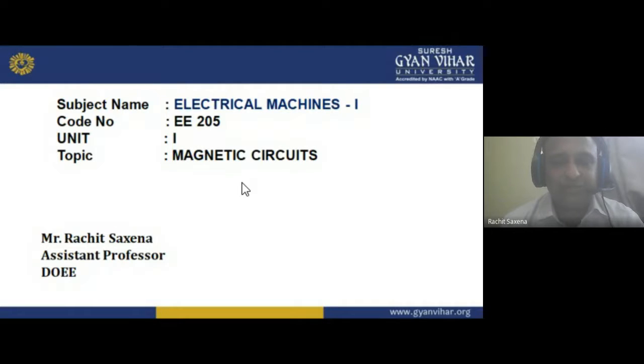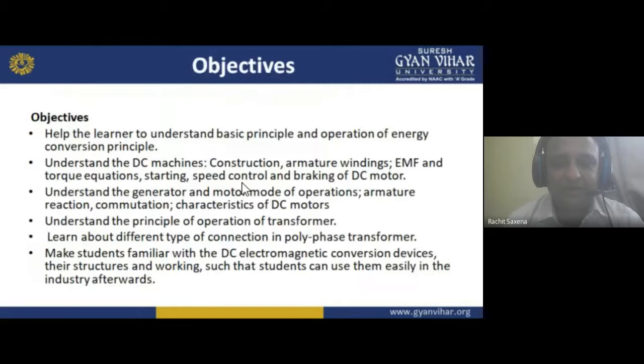So this is the Electrical Machine 1 code, your unit one, magnetic circuit. Now the objectives. As I earlier told you, why are we going to study this subject, and why are we going to study magnetic circuits? In this subject we have to study about machines, rotating and non-rotating. Again, rotating means we are converting from one form to another.